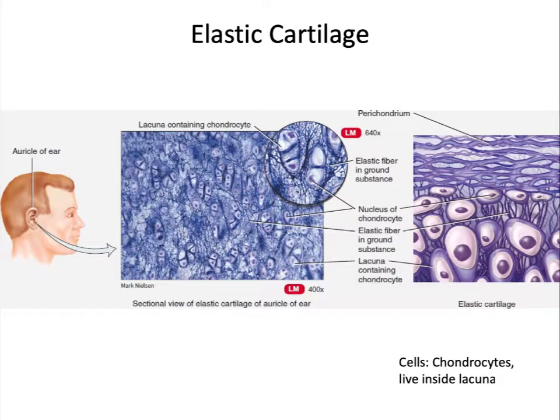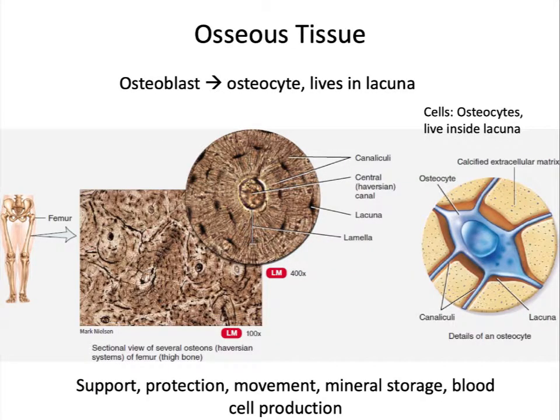The last type of cartilage is elastic cartilage. This is also made by cells called chondrocytes, which live inside the lacuna. Elastic cartilage maintains the shape of the structure. You would find this in the auricle of the ear and the epiglottis. Osseous tissue, or bone, is the strongest, stiffest of all of the connective tissues.